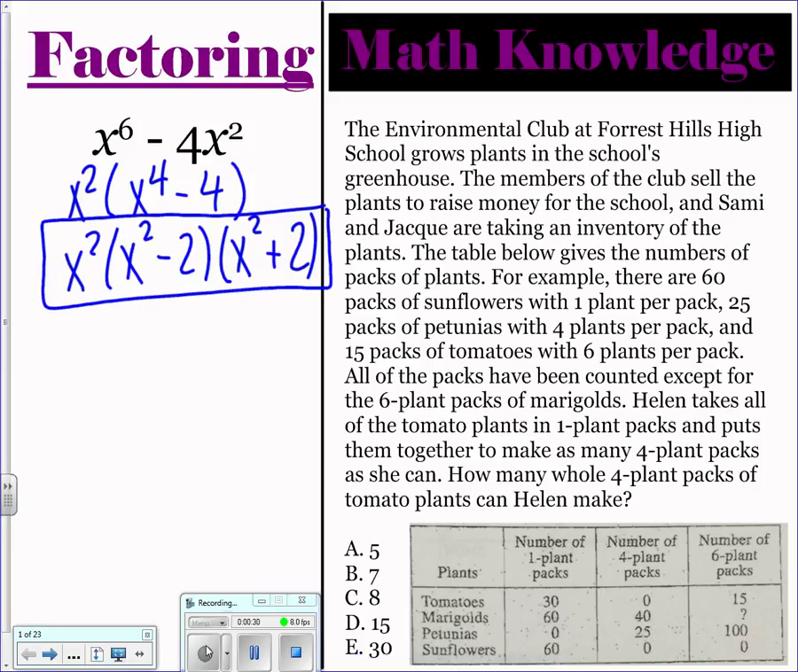Looking at the math knowledge question, it asks how many whole 4-plant packs of tomatoes can she make if she takes all of the 1-plant packs and puts them together. So we've got 31 plant packs. If we split them into 4 packs, and we only want whole 4 packs, we would have 7. And we would have 2 single plants left over. So that would be your answer for both of those.